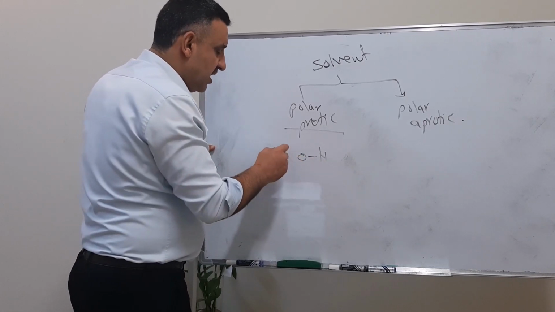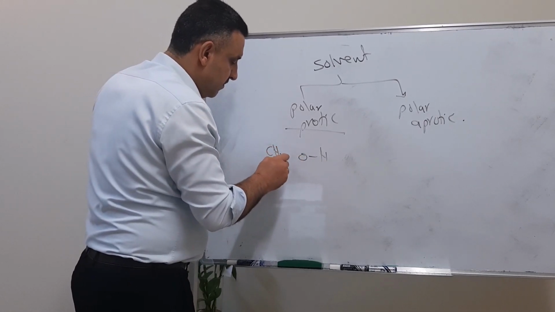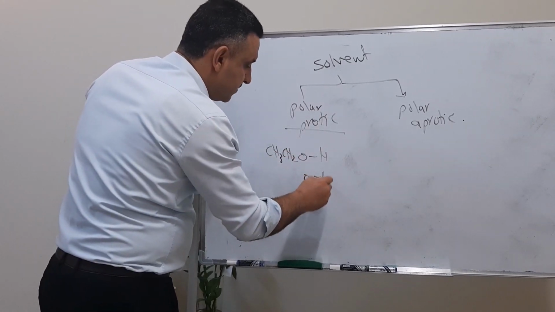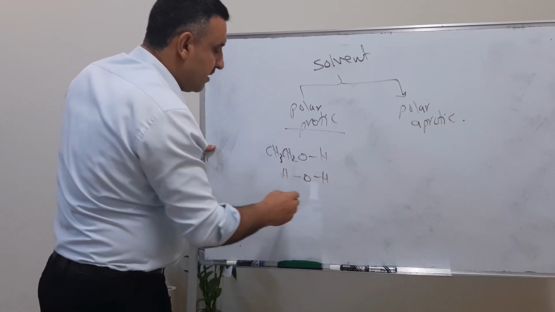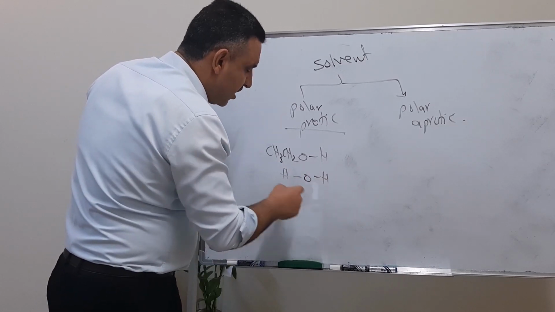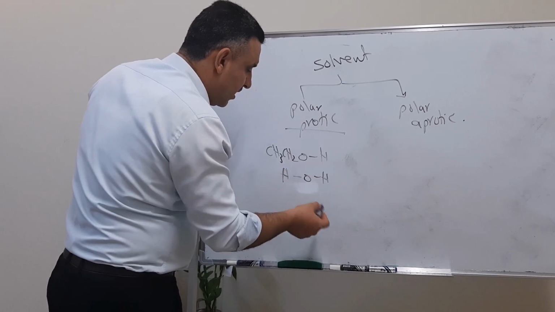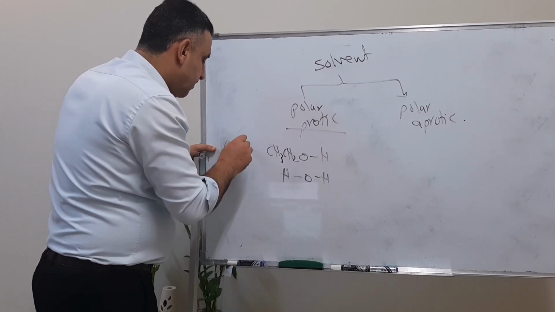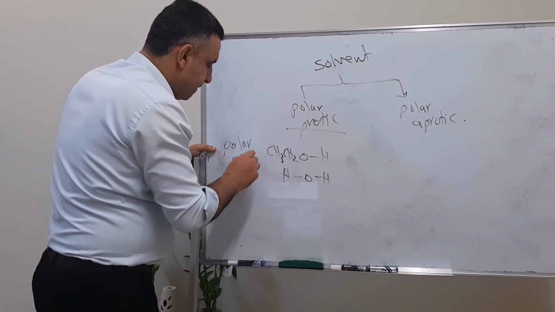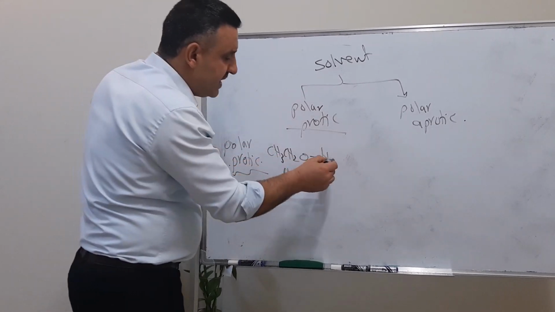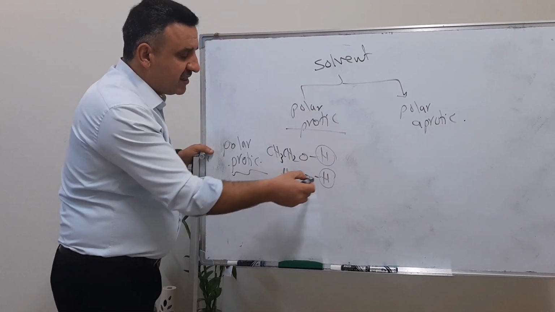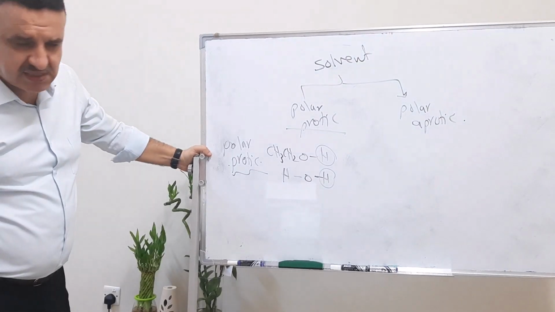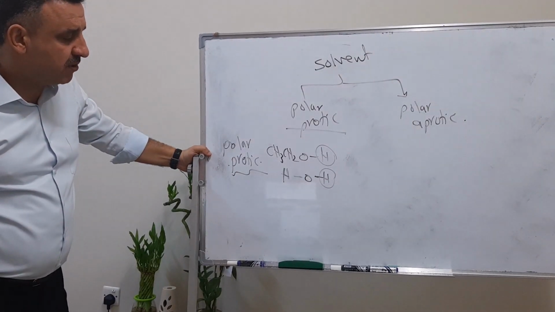The meaning of polar protic: whenever we have a solvent which has oxygen attached to a hydrogen, such as ethanol, CH3CH2OH, or water, OH, or an amine, any solvent like that, we call this polar protic. The protic here means it has a proton attached to a highly electronegative atom, such as oxygen or nitrogen.